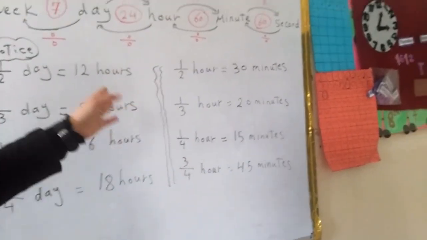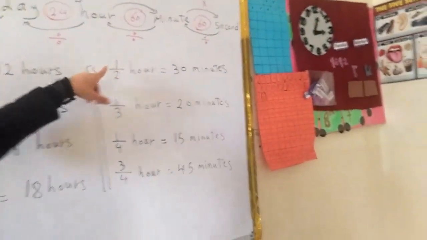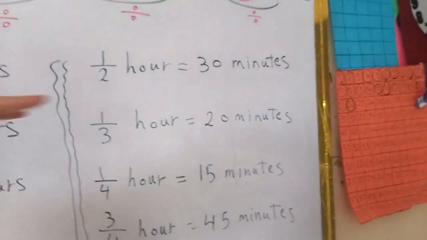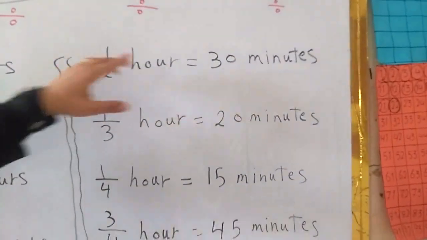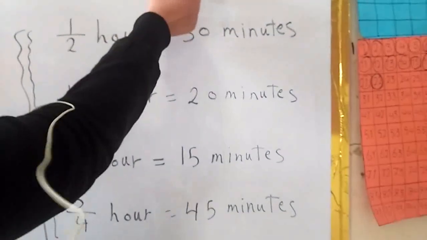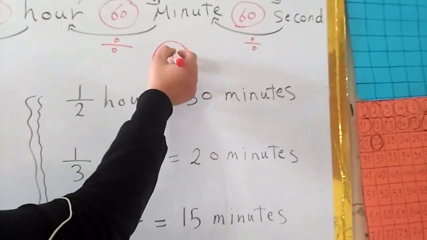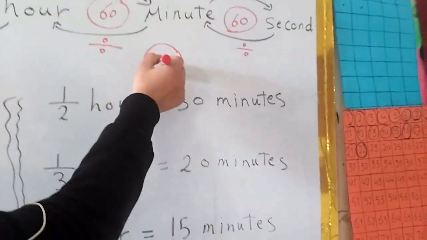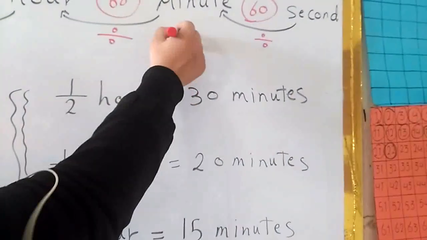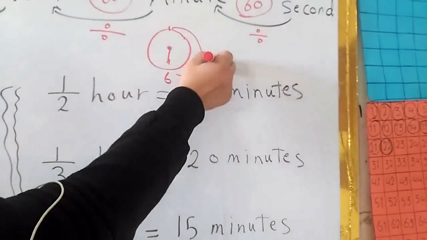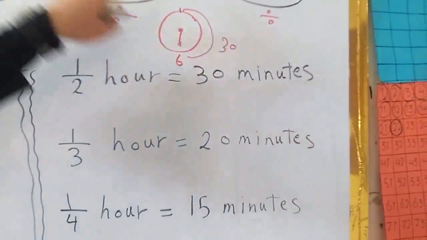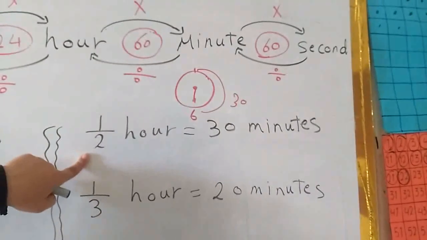Okay, what about from hour to minute? A half hour, and we took it before in primary 3, a half hour equals 30 minutes. A half hour equals 30 minutes, because when I draw this clock, a half is on number 6, and this is 30 minutes. So a half hour equals 30 minutes, or we divide 60 by 2, which equals 30.